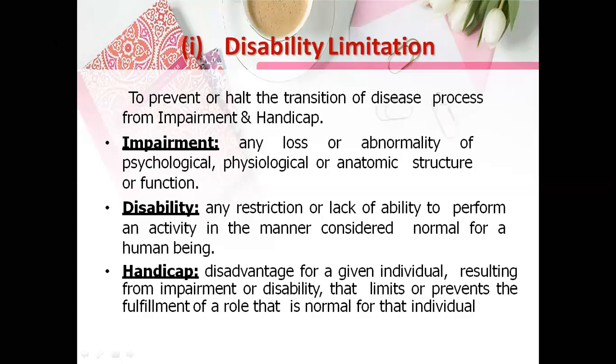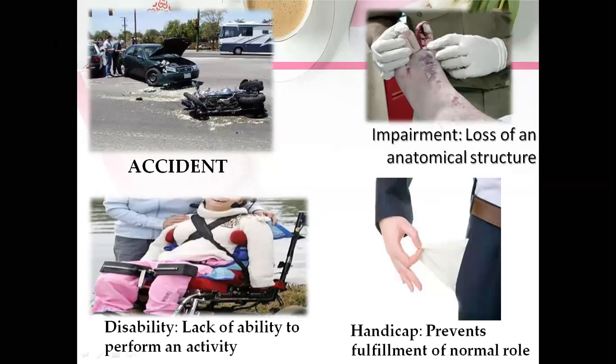To be clear, I have given some examples. Suppose he has an accident, so that is the disease. Second, he has an impairment: because of the accident, he has loss of anatomical structure, or he might have hurt his spine. Because of that, he is not able to perform an activity; he might not be able to walk anymore. The handicap is that he is not able to perform his daily role. He cannot socialize nicely with others, participate in social activities, or go for a job. That is the meaning of handicap.